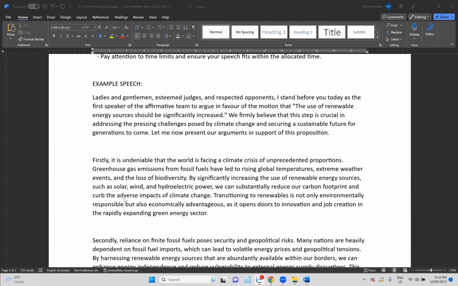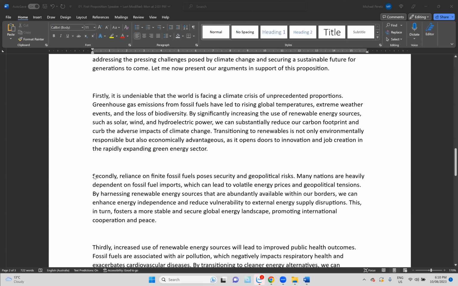So again, you're going to hear me repeat this a lot, but be as obvious as possible with your speech. Don't leave anything up to the judges or the audience to interpret for themselves. You basically have to treat them like little kids and tell them exactly what you mean. So again, signposting here. Secondly, we go into our second issue. So that was our first, this is our second.